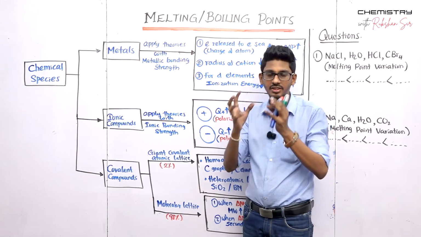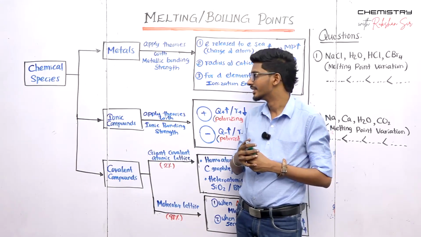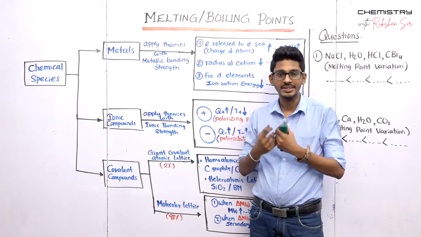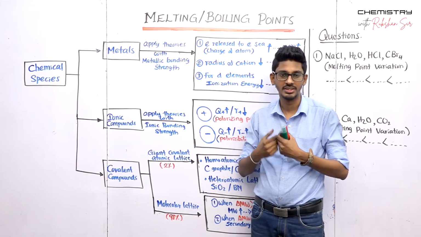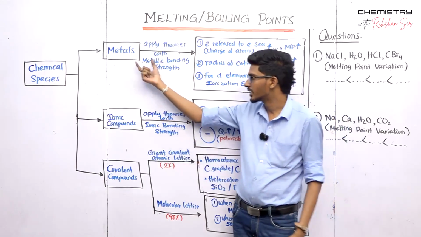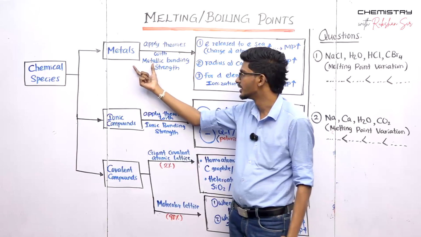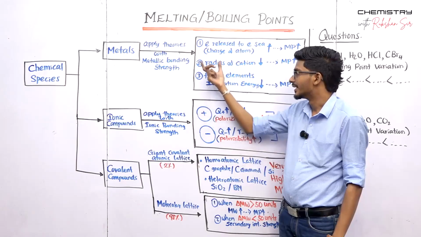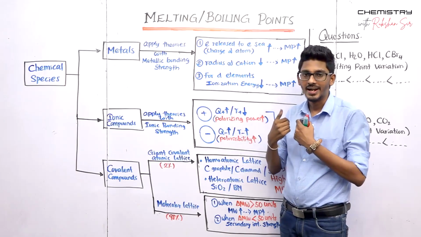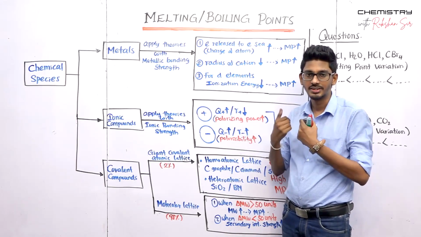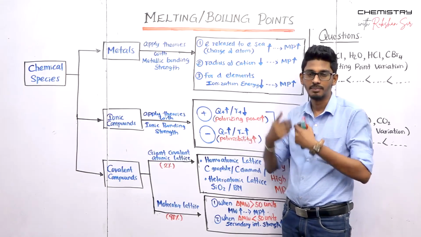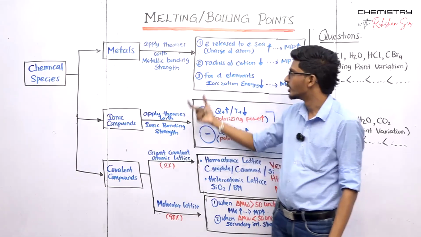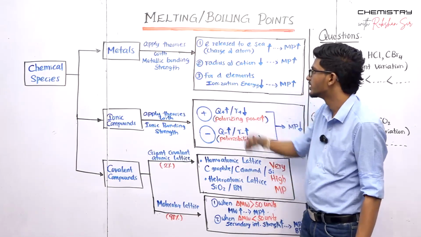For that, the strength of interaction between particles matters. That is why we have to consider the type of bond between the particles which connects them. If you are dealing with metals, we have to consider the metallic bonding strength. If the metallic bonding strength is high, you need to supply a greater amount of heat to put them apart by breaking the bond. So for metals, you apply the rules with the metallic bonding strength.